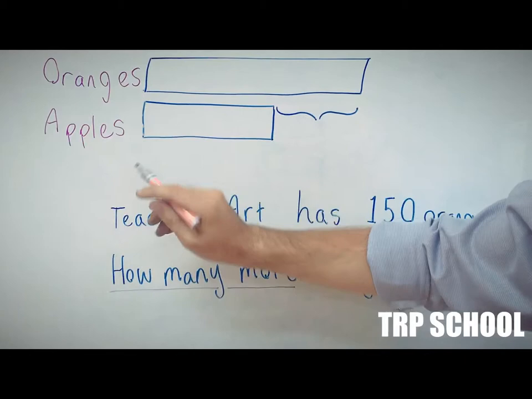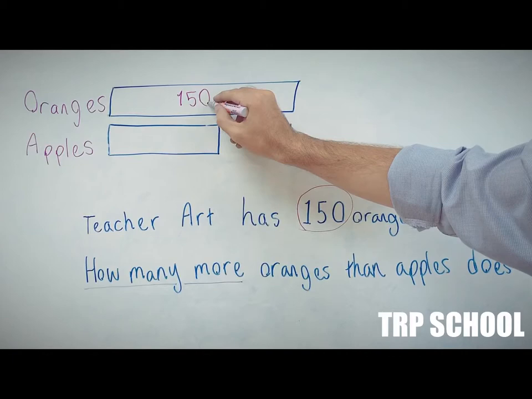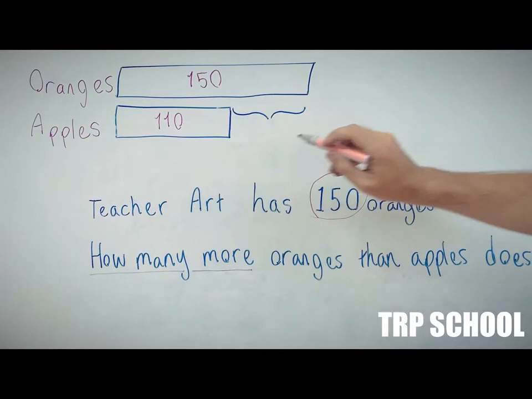Apples. So I have my oranges here. How many? 150. I can write 150 inside this box. And how many apples? 110. I'm going to write 110 right here. So we can see that I need to find out how much I need to put here so that these will be the same.